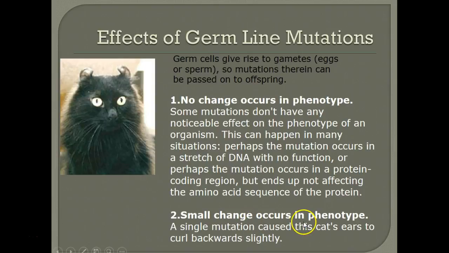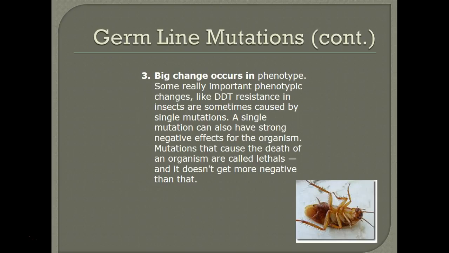Or it could have a small change in the phenotype, as you see in this cat here, which looks like a house cat. Its ears are bent backwards. That was caused by a single mutation in this cat's germ cells. That caused its ears to curl back slightly. I don't think that's going to affect the overall quality of this cat's life. It's a house cat. It's probably being fed by a human. But if it was a wild cat, then you could argue that it might affect its ability to hear its prey or get away from predators. But we're going to call that a minor effect.